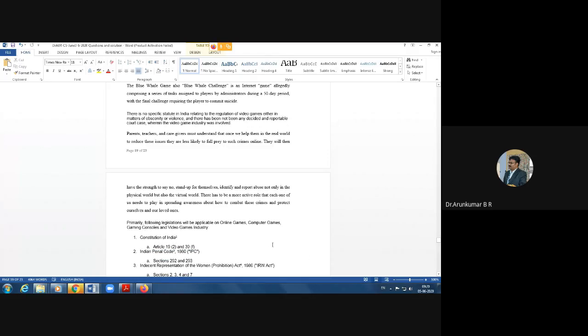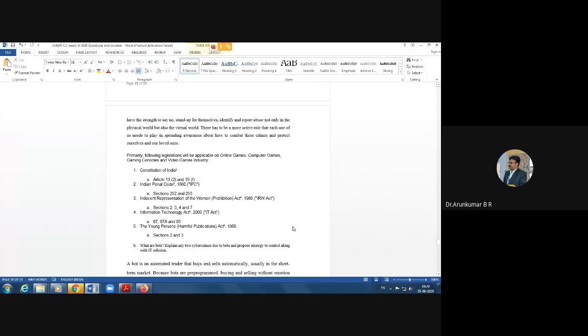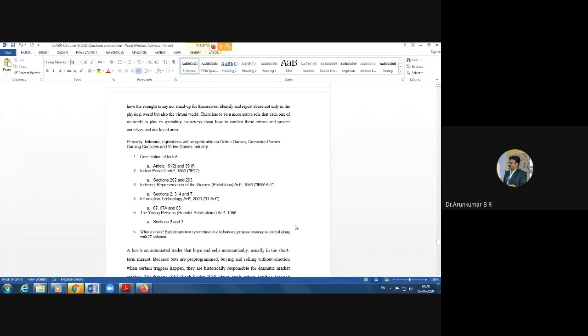Primarily, the following legislations will be applicable to online games, computer games, gaming consoles and the video games industry. Constitution of India, Article 19(2) and 39(f). Indian Penal Code 1860, Sections 292 and 293. Indecent Representation of Women. Information Technology Act 2000. The Young Persons Act 1956. All these talk indirectly about the banning of games.